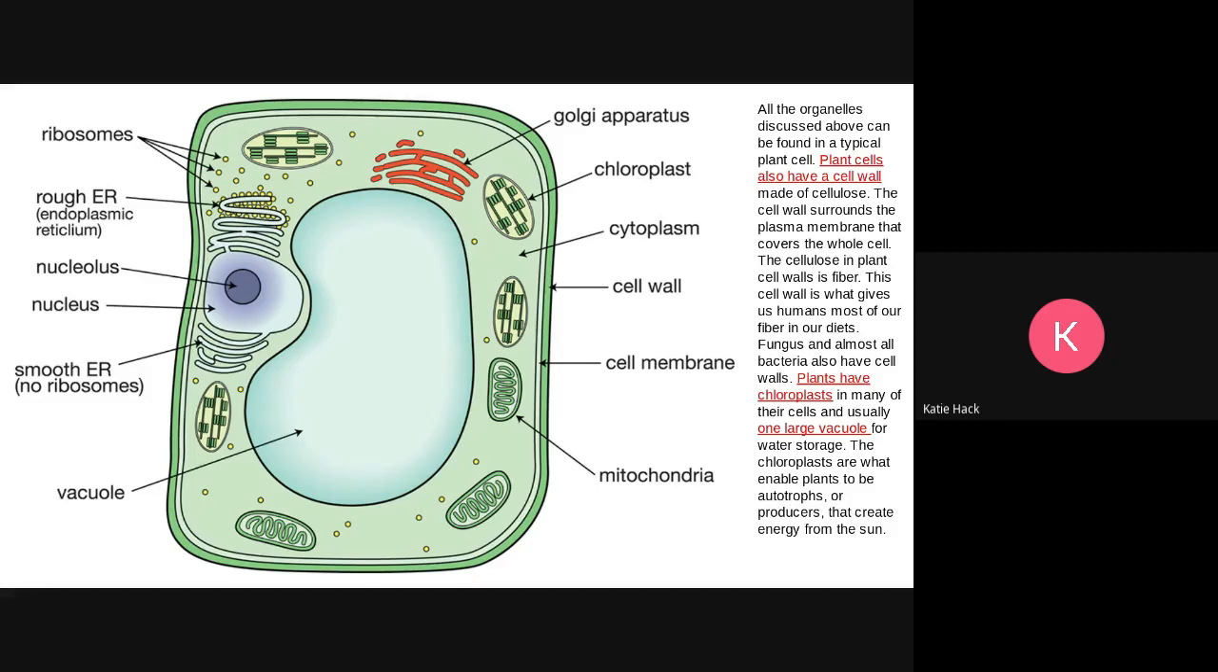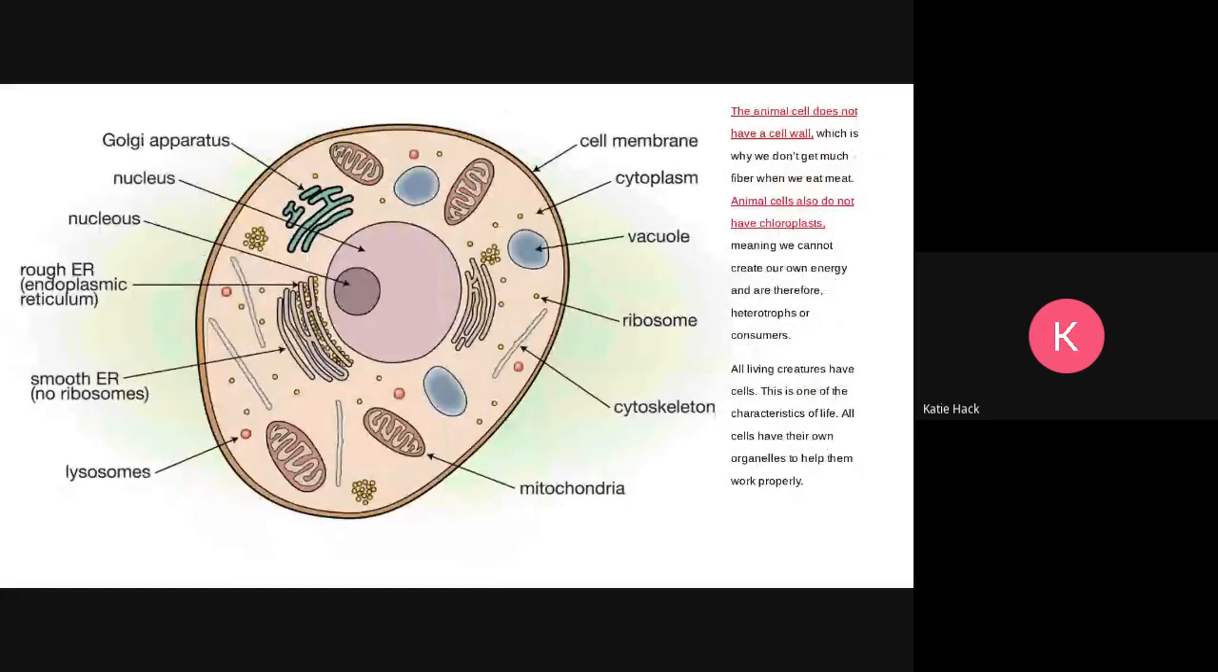So, all right, go down to the next one. Thank you. Okay, so now for the animal cell does not have a cell wall. What is this question asking? Animal cells do not have cell walls.